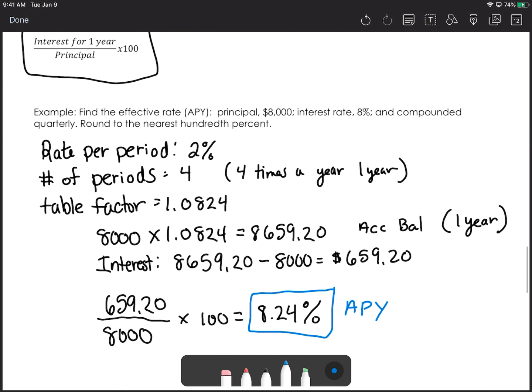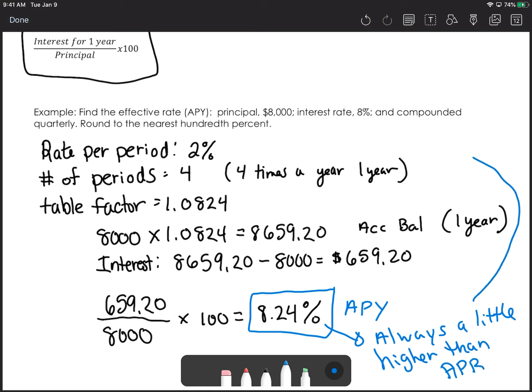Now, this should always be a little bit higher than your APR. And your APR is your annual percentage rate, which is the 8%. Now, it's always going to be a little bit higher because when it's compounded more than one time during the year, you get that extra interest built in. So it's going to be a little bit higher.